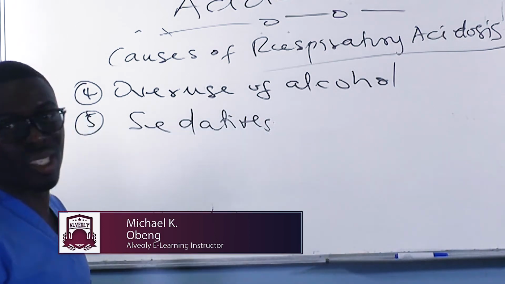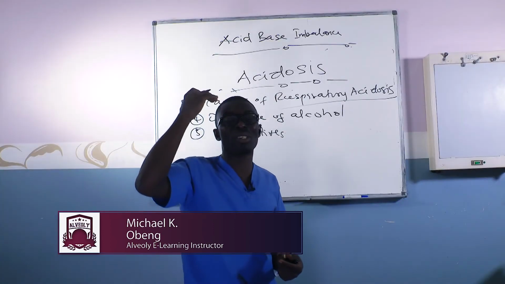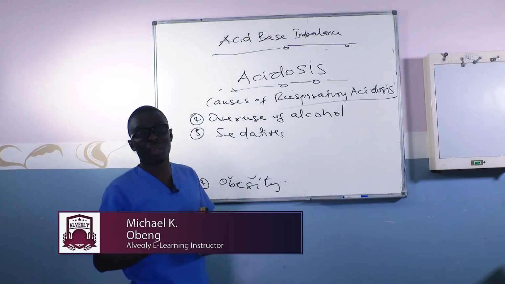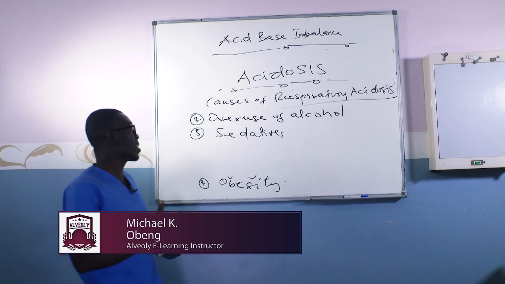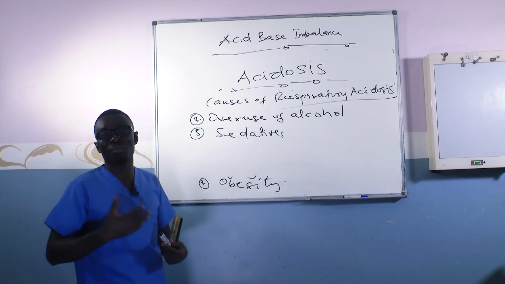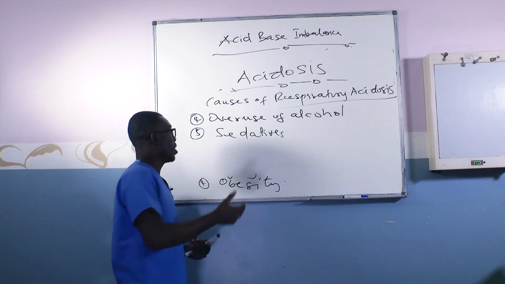Then certain sedatives, or drugs that cause sedation, can depress the central nervous system. And you know the central nervous system has a control center that helps your breathing pattern to occur. So if that system is being affected, it affects your breathing pattern, then it leads to respiratory acidosis.